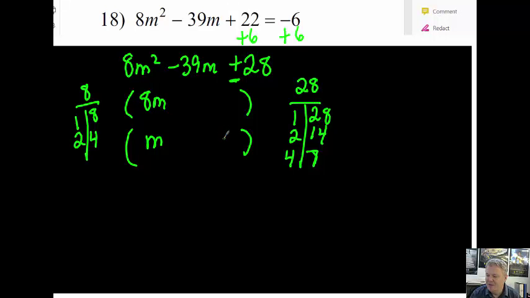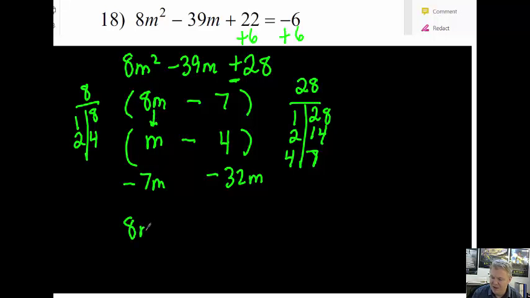All right? So I know that 8 times something and something times 1 has to be close to 39. Maybe 8 times 4, let's try that. So 8 times 4 is 32, and 7 times 1 is 7. So I got a 7m and a 32m. I know that they have to add together because it's a plus at the end. So 7 plus 32 does make 39. And we said that both of them had to be negative in order to make negative 39. Well, does that work? Sure.